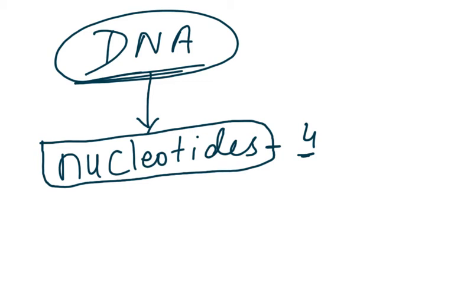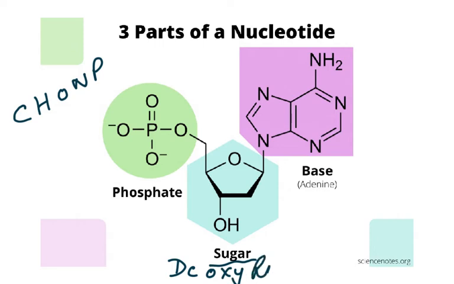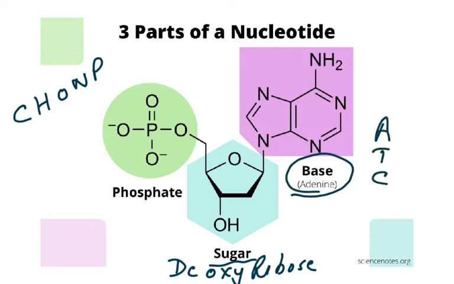Now let's look at the structure of one nucleotide. As I told you earlier, there's carbon, hydrogen, oxygen, nitrogen, and phosphorus or phosphate in it. So it is made up of three things. One is a sugar, which is deoxyribose. So this is a pentose sugar. And then there is a base, which can be adenine, thymine, cytosine, or guanine. And there is a phosphate. So these are the three parts of a nucleotide.